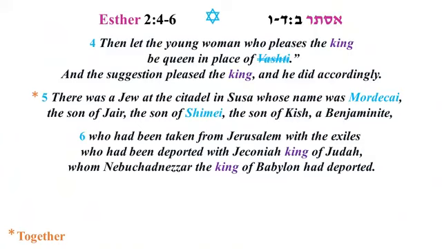Now there was in the citadel in Susa a Jew whose name was Mordecai, the son of Yair, the son of Shimei, the son of Kish, a Benjamite. We all read that one together. And that's going to be important because when you see today's bonus, there's going to be a bonus, that will come into play.